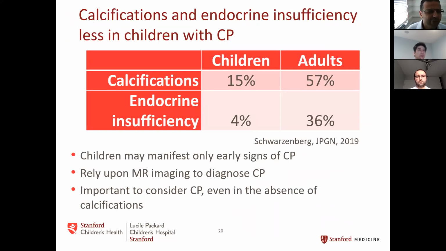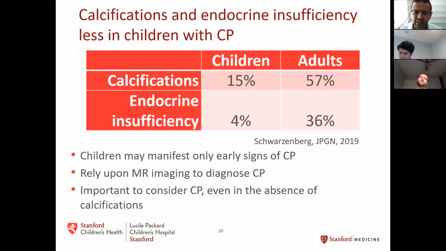Calcifications and endocrine insufficiency are less common in children with chronic pancreatitis, as you can see from this table, where it's 15% in children compared to 57% in the adult cohorts from NAPS2. Endocrine insufficiency only less than 5% versus a third of adults. And this may be because children manifest early signs. They haven't aged enough to develop the destruction of the pancreas. It's also possible because we often rely upon MR imaging compared to CT for diagnosing chronic pancreatitis. You might miss small calcifications on MR.